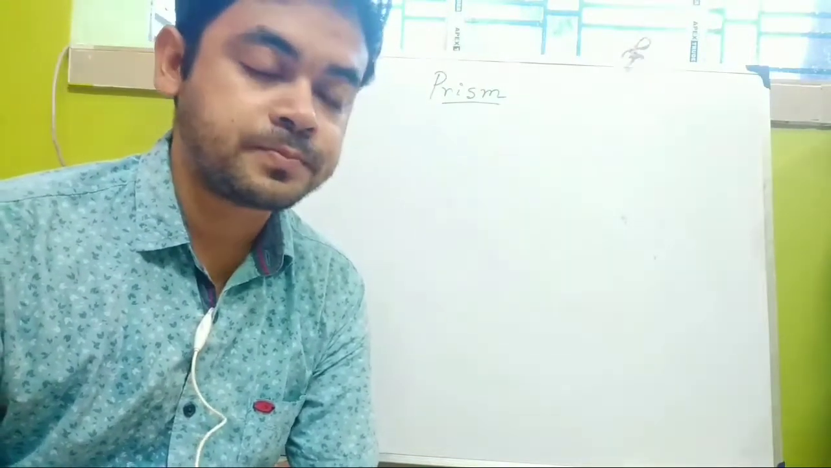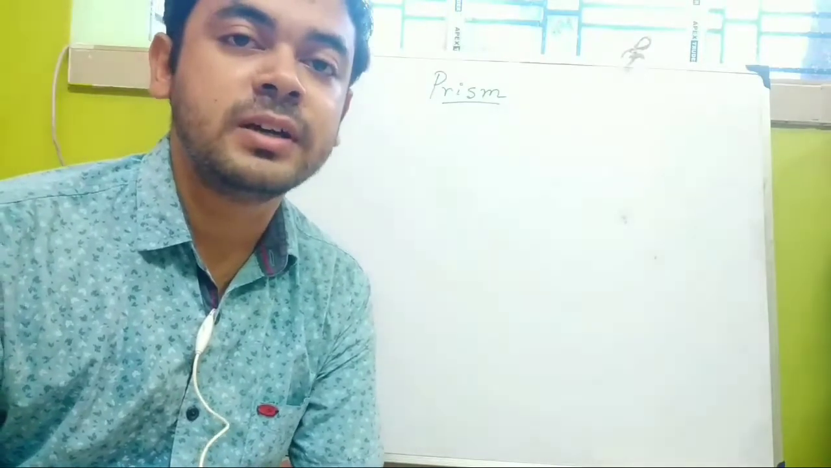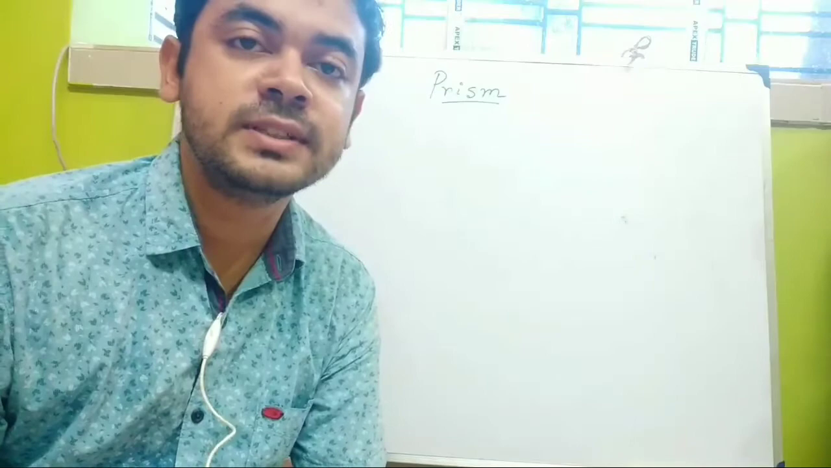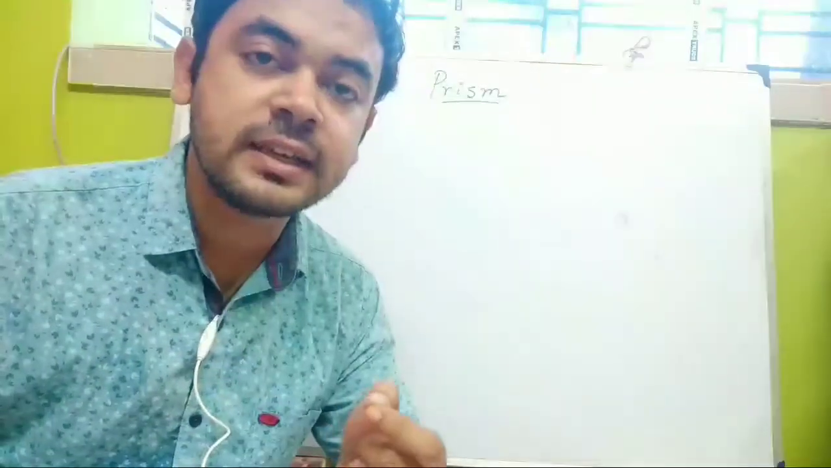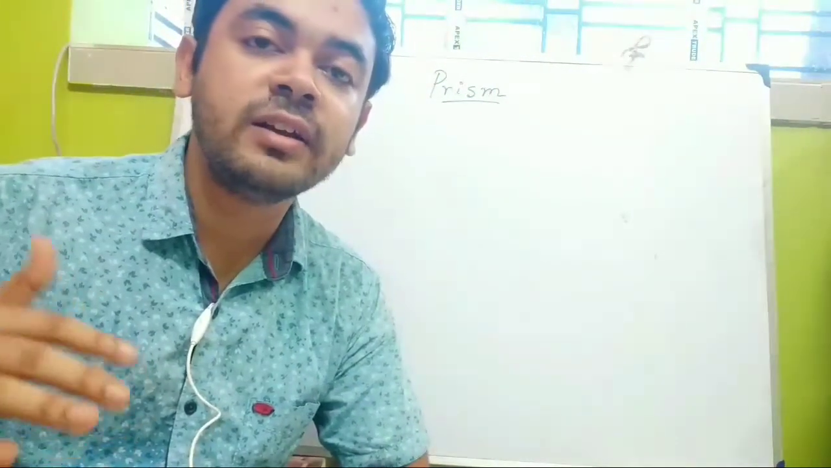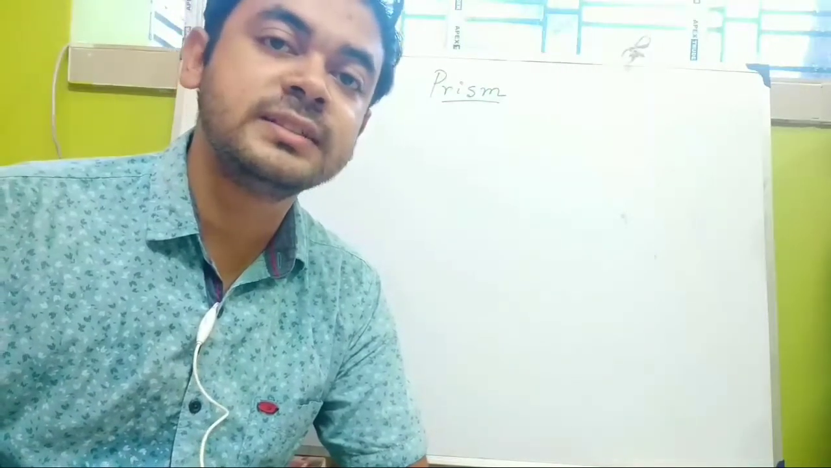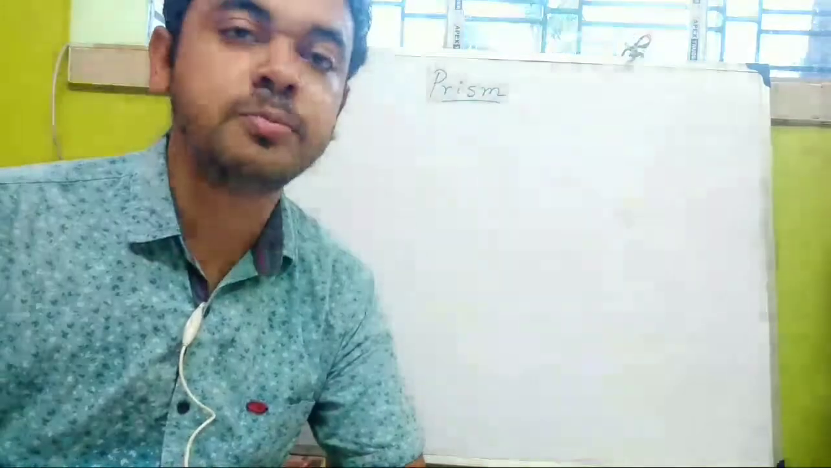So let's start. What is prism? Prism is nothing but a transparent medium bounded by refracting surfaces such that the incident surface on which the light ray is incident and the emergent surface from which the light rays emerges are plane and parallel. So let us see some case and then discuss the total concept of prism.